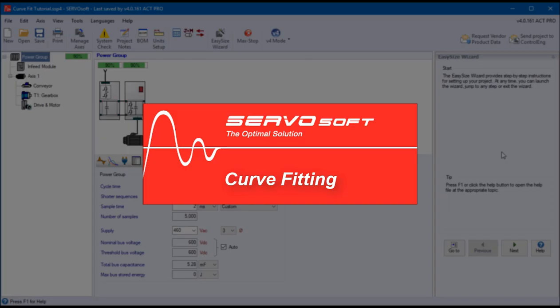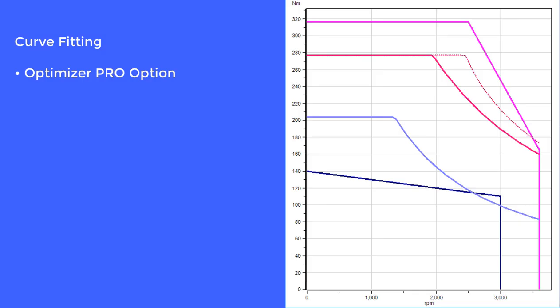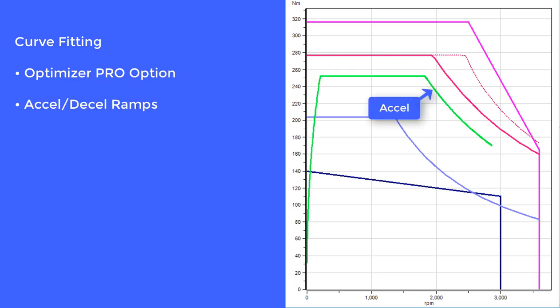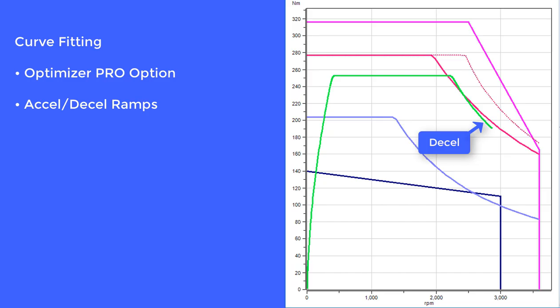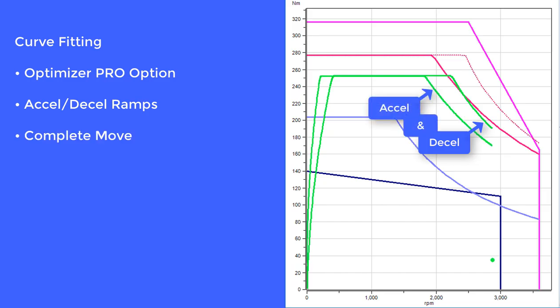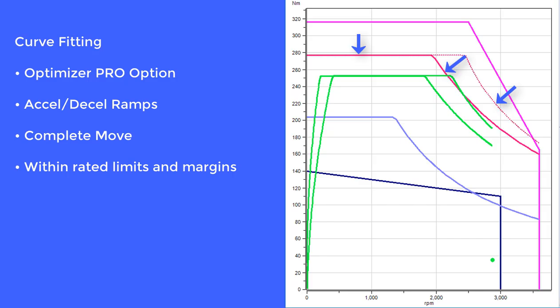This tutorial showcases Servosoft's powerful curve fitting feature, finding the optimal ramp against one or more rated limits. Curve fitting is part of the Optimizer Pro option. Use curve fitting to build an acceleration or deceleration ramp or a complete move that is as fast as possible within rated limits and margins that you specify.